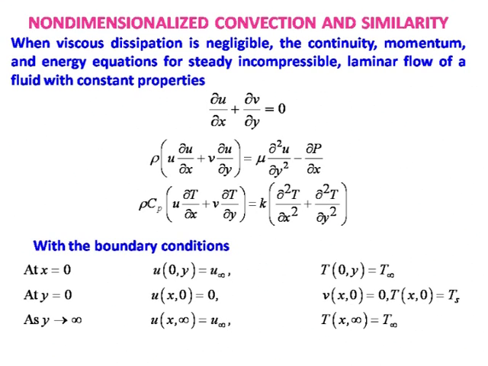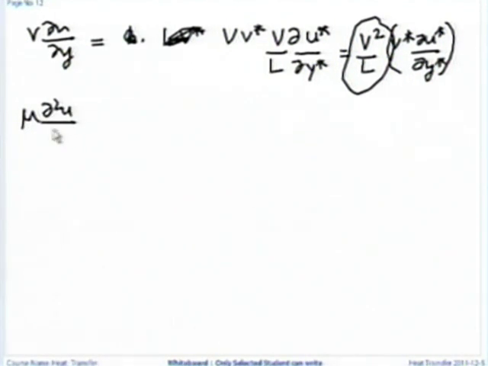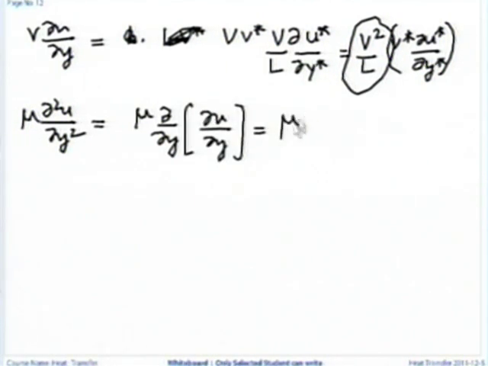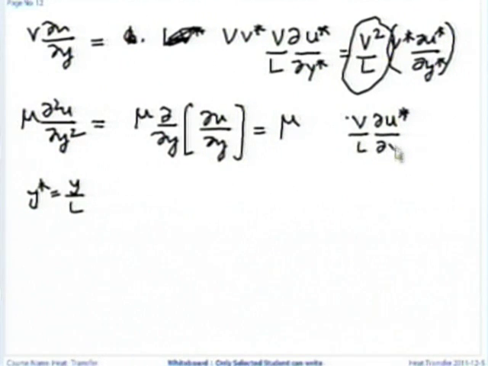Then the right hand side I have mu d squared u by dy squared. That is going to be taken care of like this: mu d by dy, the second time I am going to do this, so I would have d by dy of du by dy. Let us recall, y star is y by L. So, this is what I am going to use. This is V du star by L dy star, and again I would have an L dy star.